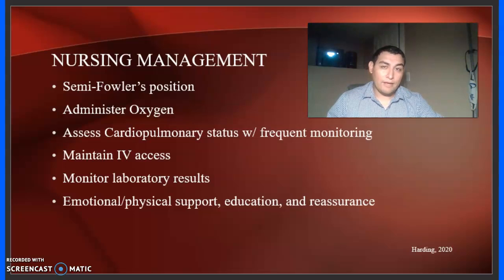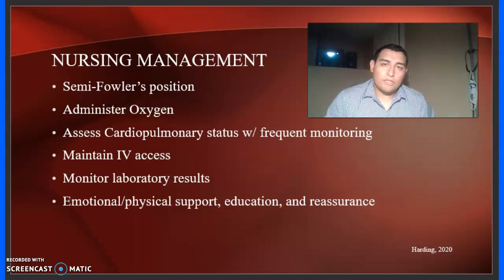You want to ensure that there's good IV access, and this can relate to whatever medications you need to give or any associated issues going on, such as sepsis or the AFib. You also want to monitor laboratory results because these are good indicators of what's going on as well and to see if your interventions are working.